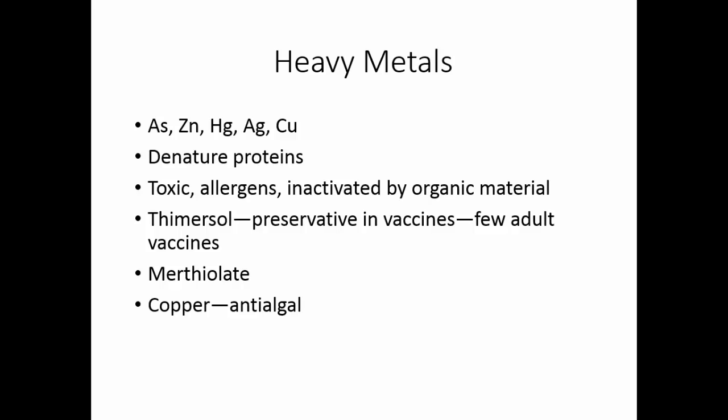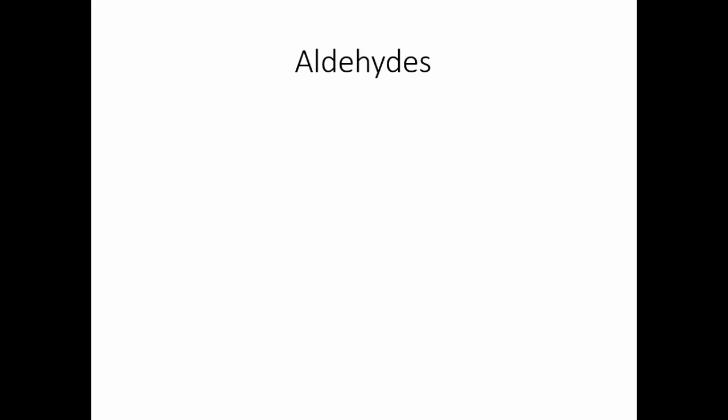Copper can be used to kill algae. It's used around swimming pools and koi ponds to help keep algae from overgrowing. Zinc, copper, and mercury have been incorporated into paints to help prevent mildew.